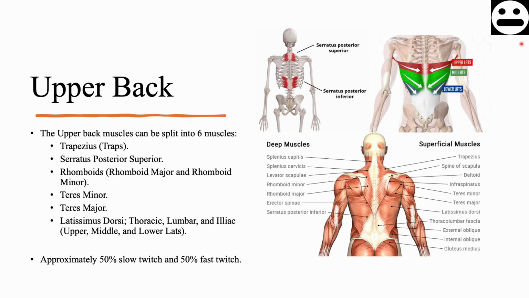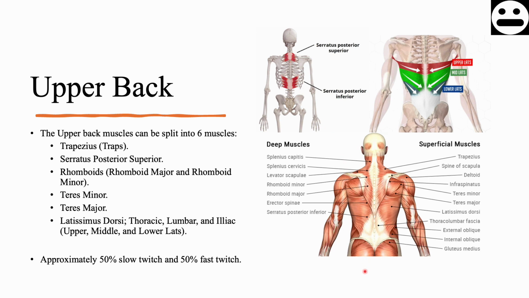You've got the thoracic, lumbar, and iliac. So the upper, middle, and lower lats. You can see here, upper lat, mid lats, and lower lats. The serratus posterior superior is right here. It's a deep muscle. You can't really see it. It's just under the traps.